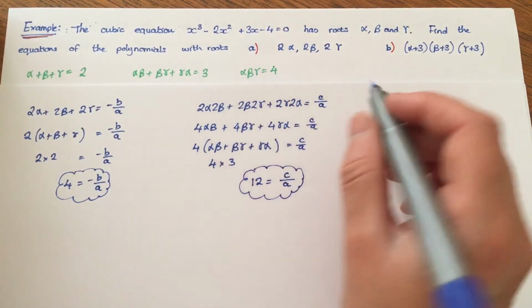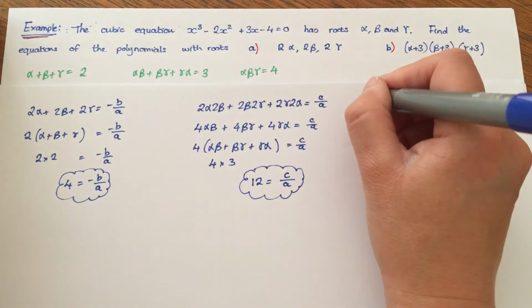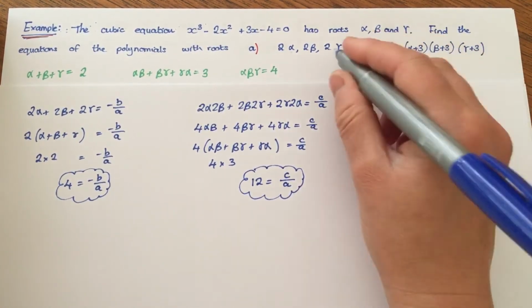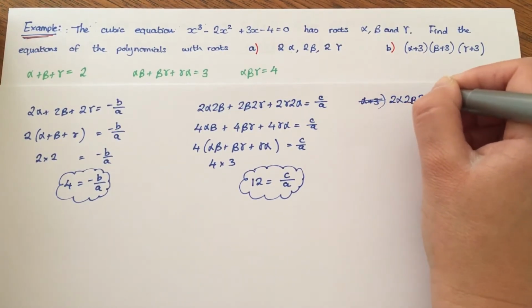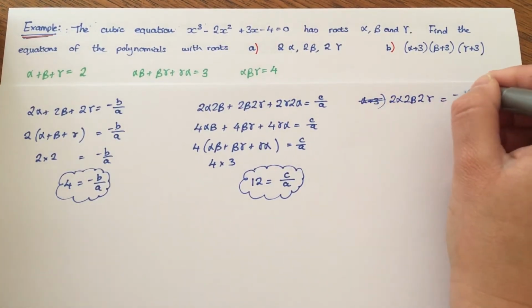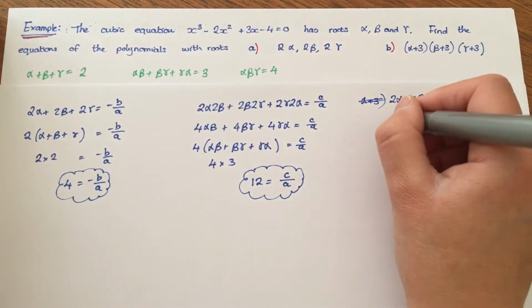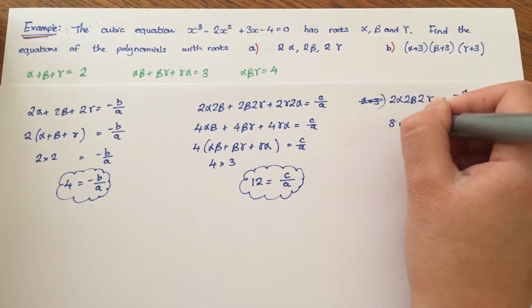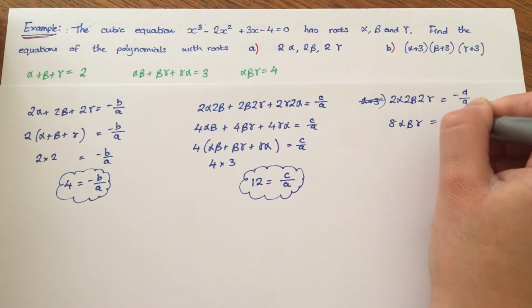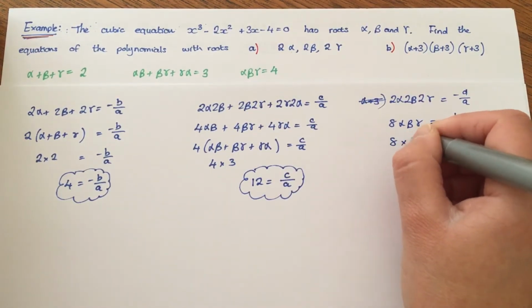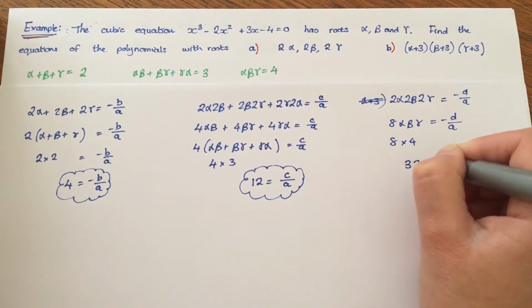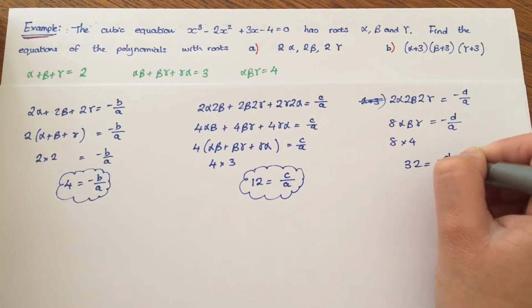And then for the product version of it, it would be 2 alpha, 2 beta, 2 gamma, which would be minus d over a. So 8 alpha beta gamma is minus d over a. Alpha beta gamma is 4, so 8 times 4, so 32 is minus d over a.